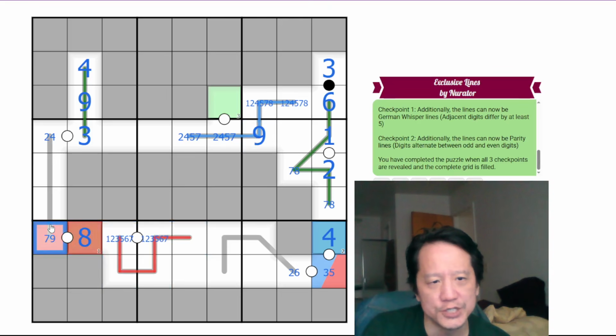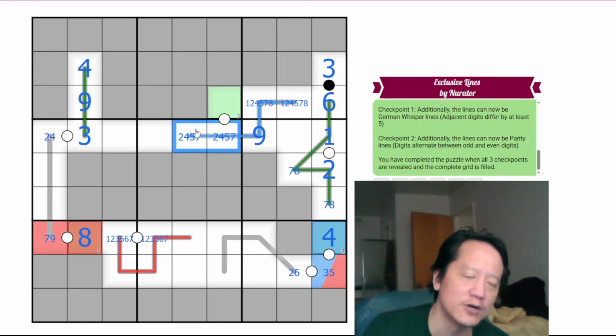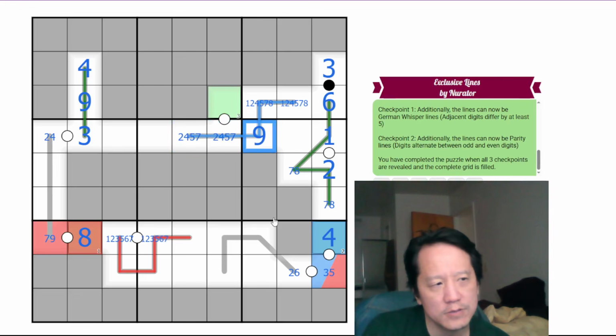If this were a region sum line, it would be 7, 1, 2, 4, but that would eliminate all possibilities for this pair adding up to the 9 here. So this cannot be the region sum line here, so this is also the parity line here, which means this is the region sum line here.